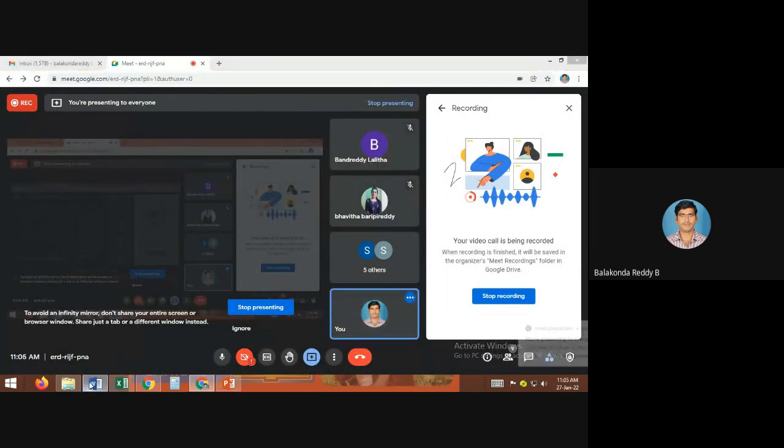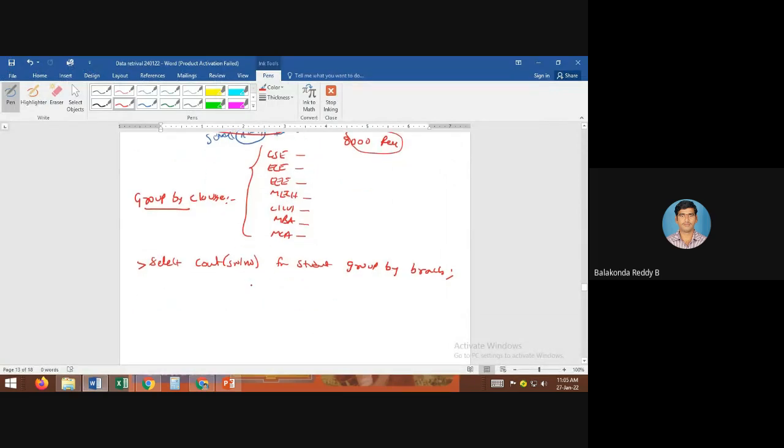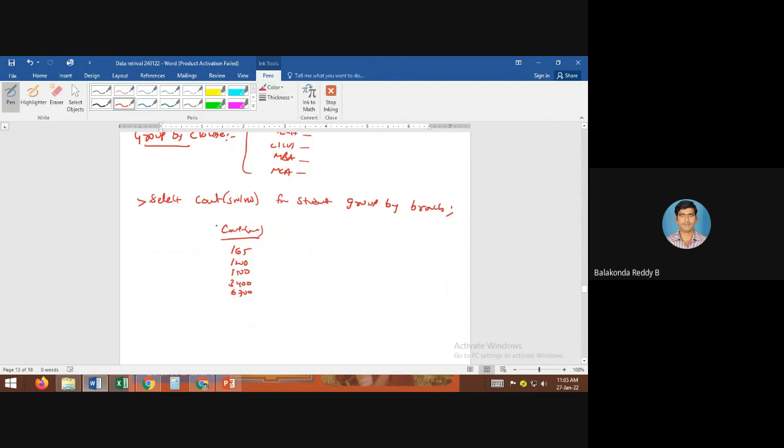See guys, so now I am applying the grouping function. Grouping means based on branch I am grouping. So when I write the query, the output is count of roll number: 165, 1200, 1500, 3400, 6700, like this it displays. You got that point? I applied the result based on this branch wise grouping, so according to that branch wise count, it displays.